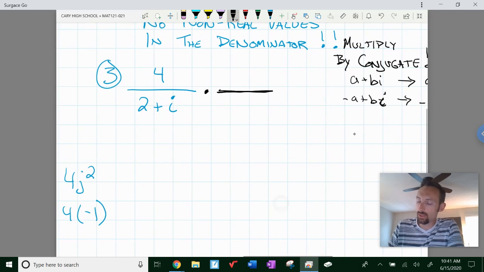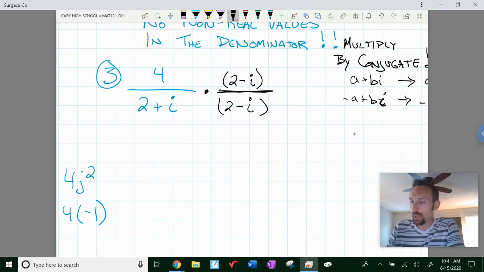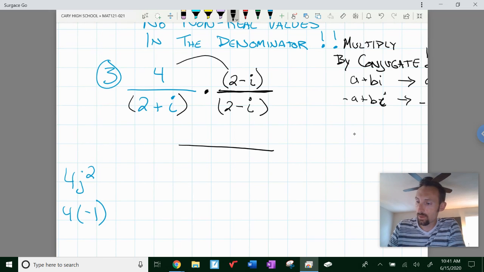And this is a little trick that will help us, and you'll see how, it will actually get rid of that value down below. And I'll show you how. If we do 4 times 2 minus I, 4 times 2 is 8, and 4 times negative I is negative 4I. Okay, so we're okay there. Again, it's okay for I to be on the top. It's not okay for it to be on the bottom.